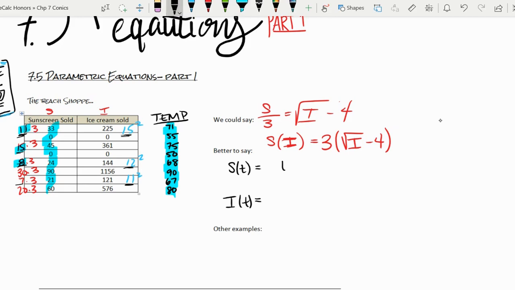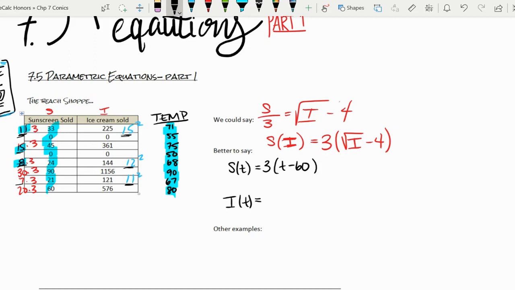So if we take our temperature number and subtract 60, right? 71 minus 60 is 11. 75 minus 60 is 15. That'll give us this base number, and then we can multiply that by 3. So we have our sunscreen in terms of temperature.